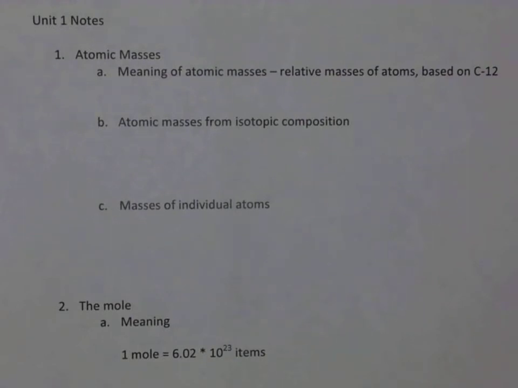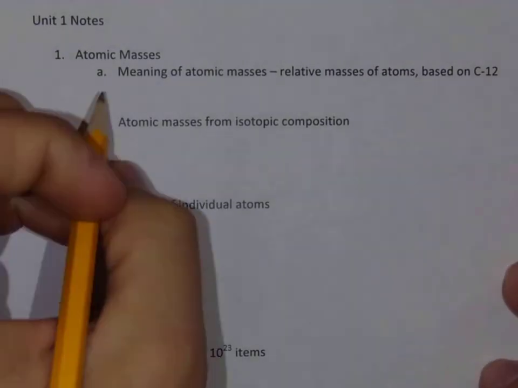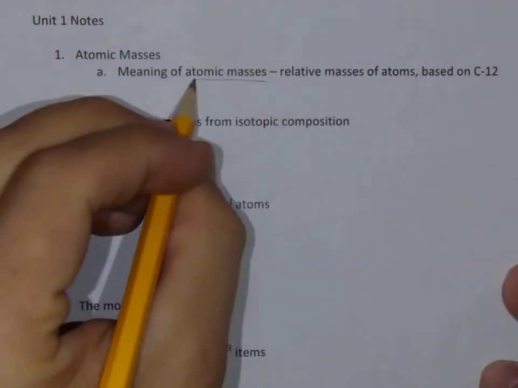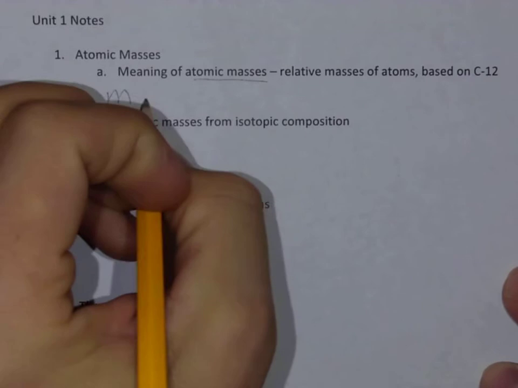All right, so we are going to go through our notes here. Unit 1 is all about the nucleus, things inside the atom. First off, all of our atomic masses are based on carbon-12. Most commonly, when we have our atomic masses, it's based on the most common isotope.